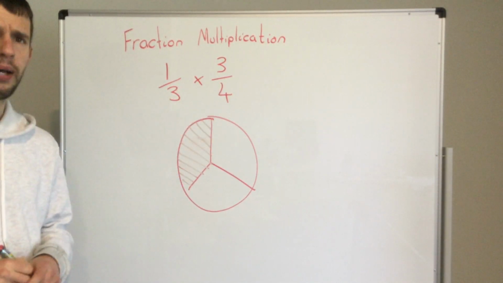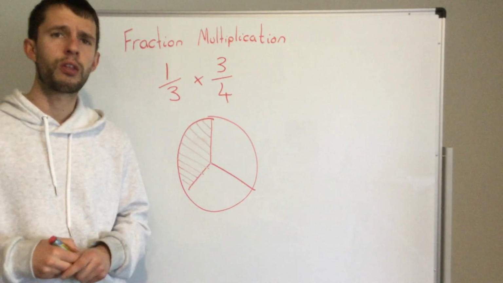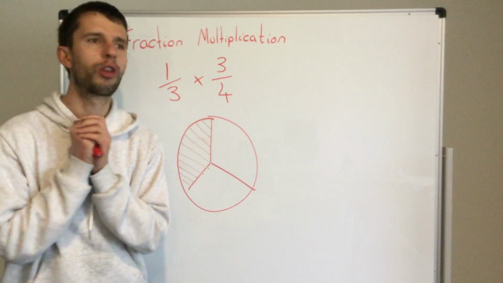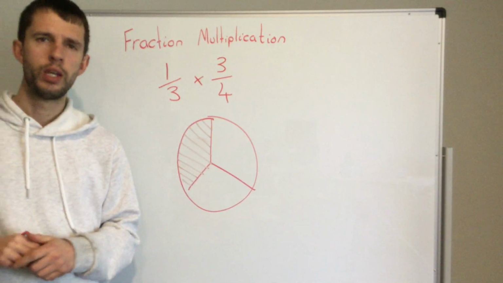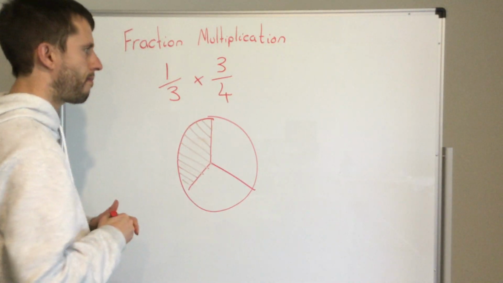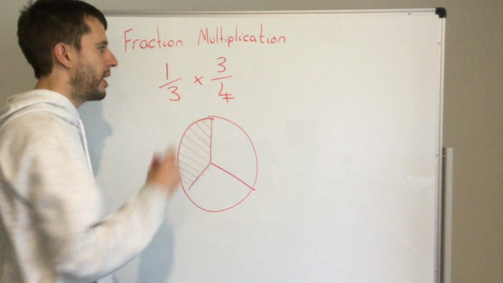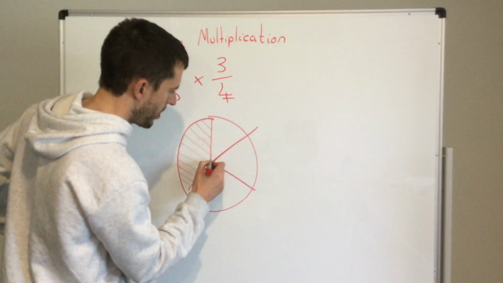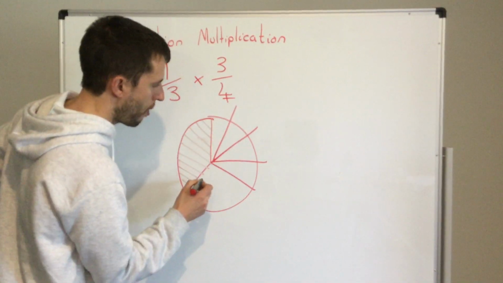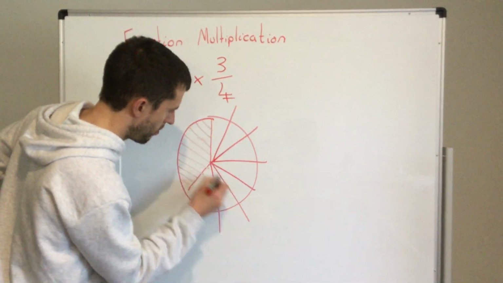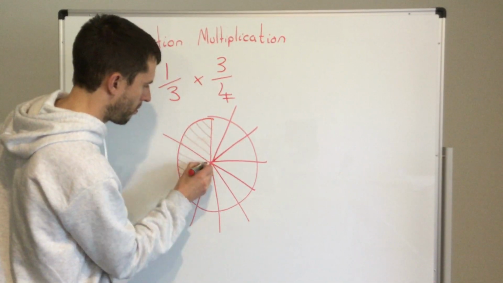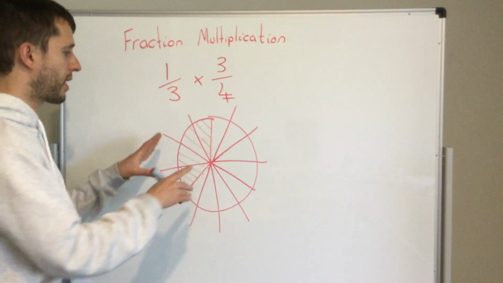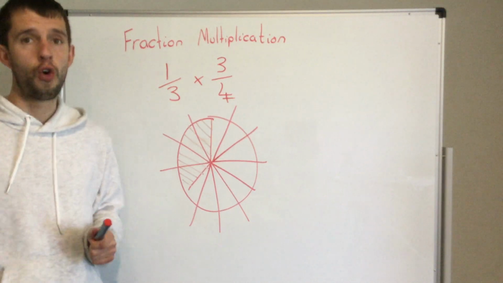Now I go to my next part. I'm timesing it by 3/4. So I don't want this 1/3. I want 3/4 of it. To work out that, I look at my denominator here. It says 4. That means each of my pieces is cut into 4 pieces. So I've cut each of my pieces into 4 pieces.